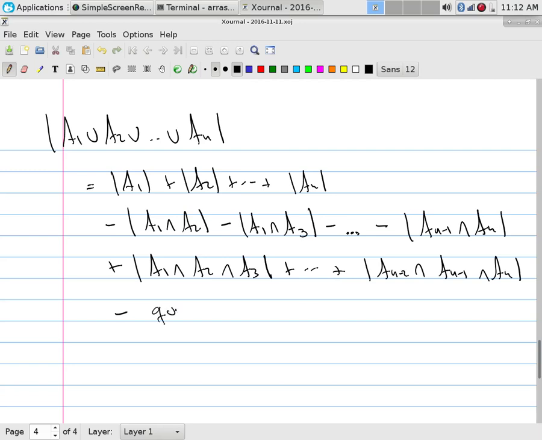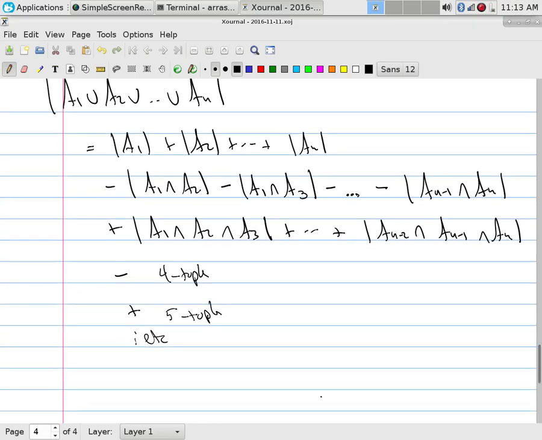Then we subtract all the quads. Then we add all the 5-tuples, etc. Go until you run out. Until at the end, you'll have a plus or a minus depending on the order, whoever's left. So if we continue this process, we would end up with dot, dot, dot. You'll either get a plus or a minus of A1 intersect A2 intersect everybody to AN. It depends on how the plus or minus ends out, that's how it works. This is the advanced inclusion-exclusion principle.